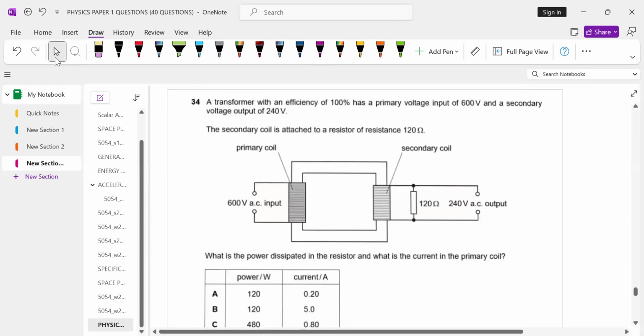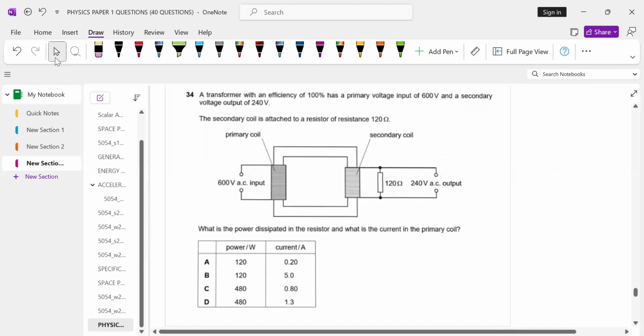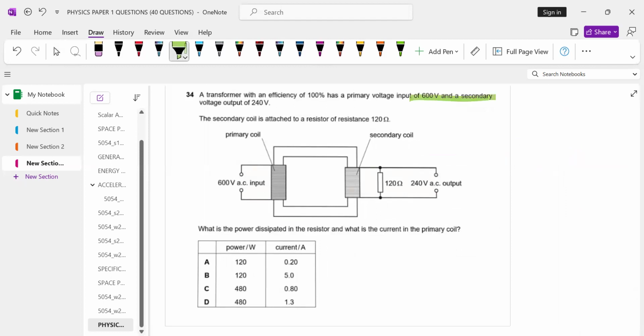Question number 8, the diagram. A transformer with an efficiency of 100% has a primary voltage of 600 volts and a secondary voltage of 240 volts. The secondary coil is attached to a resistor of 120 ohms. So the diagram is given. What is the power dissipated in the resistor and what is the current in the primary coil?